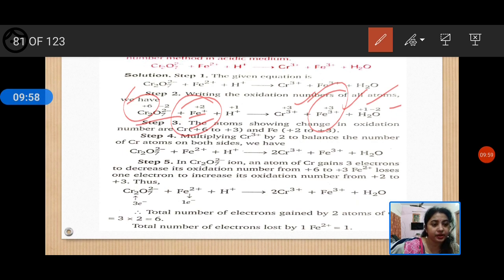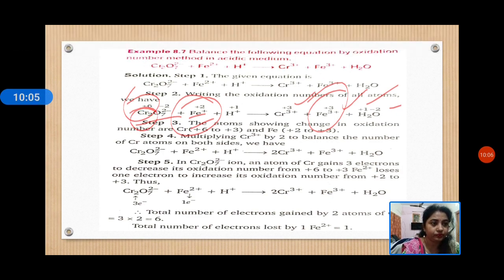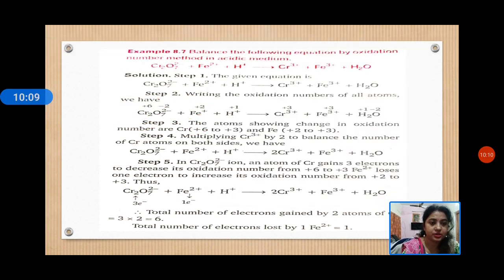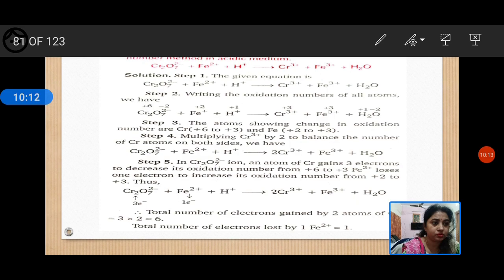multiplying chromium by 2 to balance the number of chromium atoms on both sides. Here we are having Cr2O7, and here only one Cr is there. So first we will balance it, Cr2, 2 Cr. Rest, iron is one atom here, one atom there. So the next step we have done.